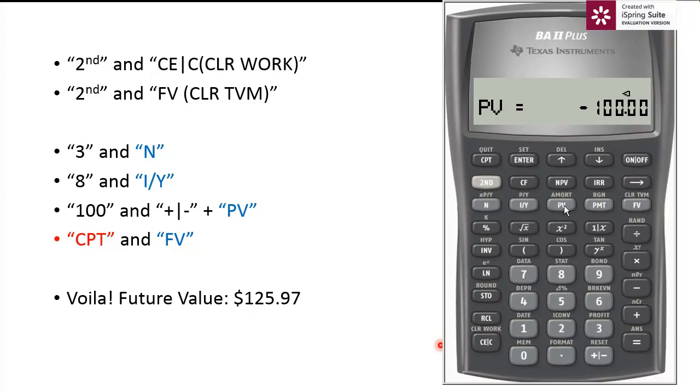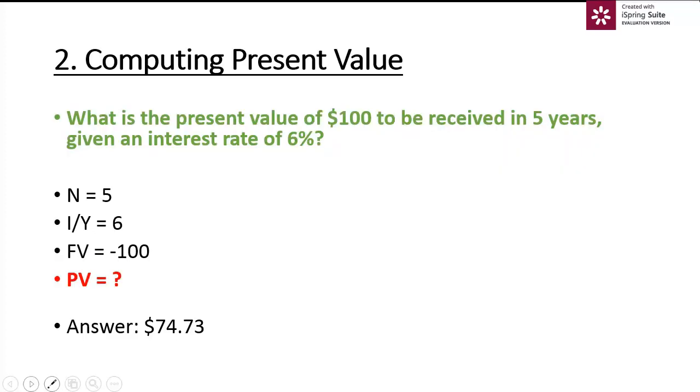In order to compute the final result, hit the CPT key, which stands for compute, and then FV for future value. Voila, here we have the result, $125.97.